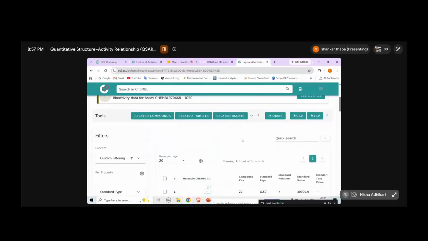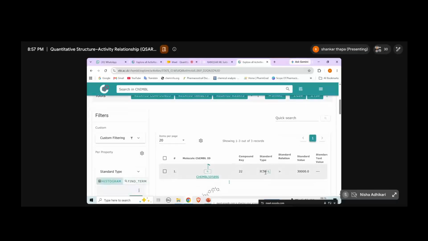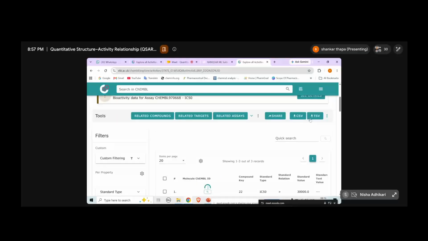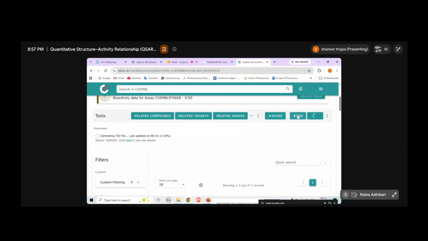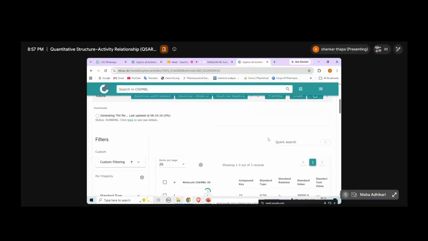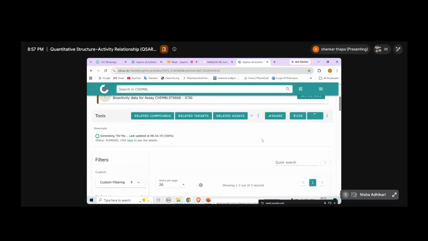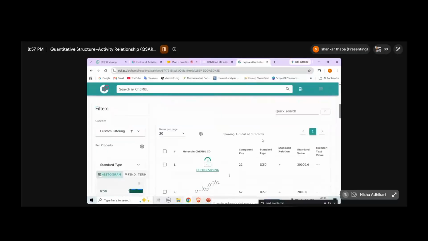So how can you download it? To download this IC50 value, there are 2 options. Either in CSV format or TSV format you can download. You can click TSV format, or CSV format, and it will show here, and then you can directly download it. It's that simple. This CSV and TSV format will give you the IC50 value.